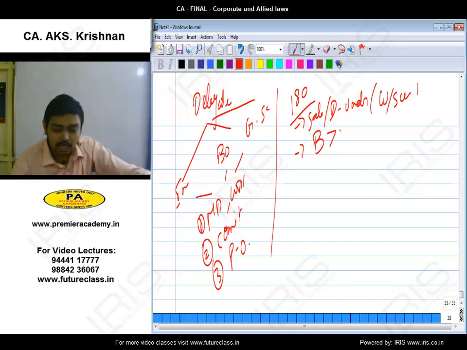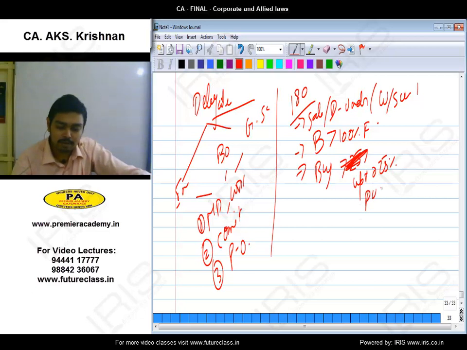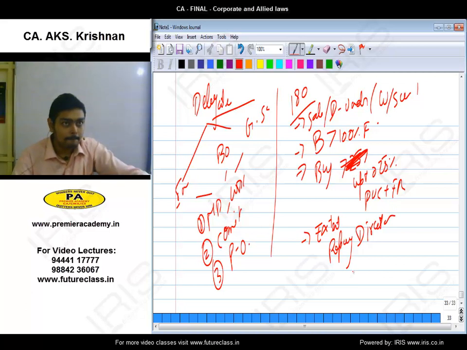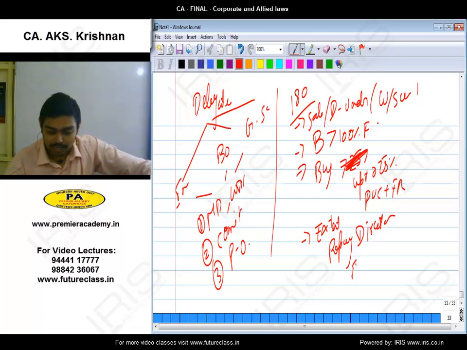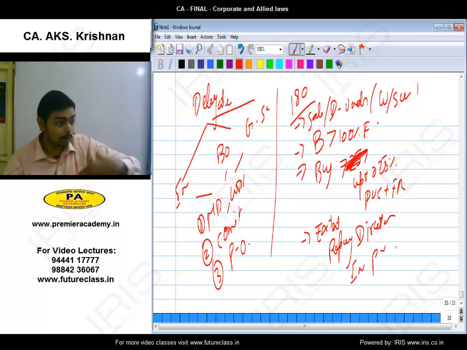Borrowing exceeding 100% of paid up capital and free reserves. Then buyback, up to 25% of paid up capital plus free reserves. Then extension of time for the repayment of loan by directors. Then investing the proceeds which were received as compensation for sale of undertaking.